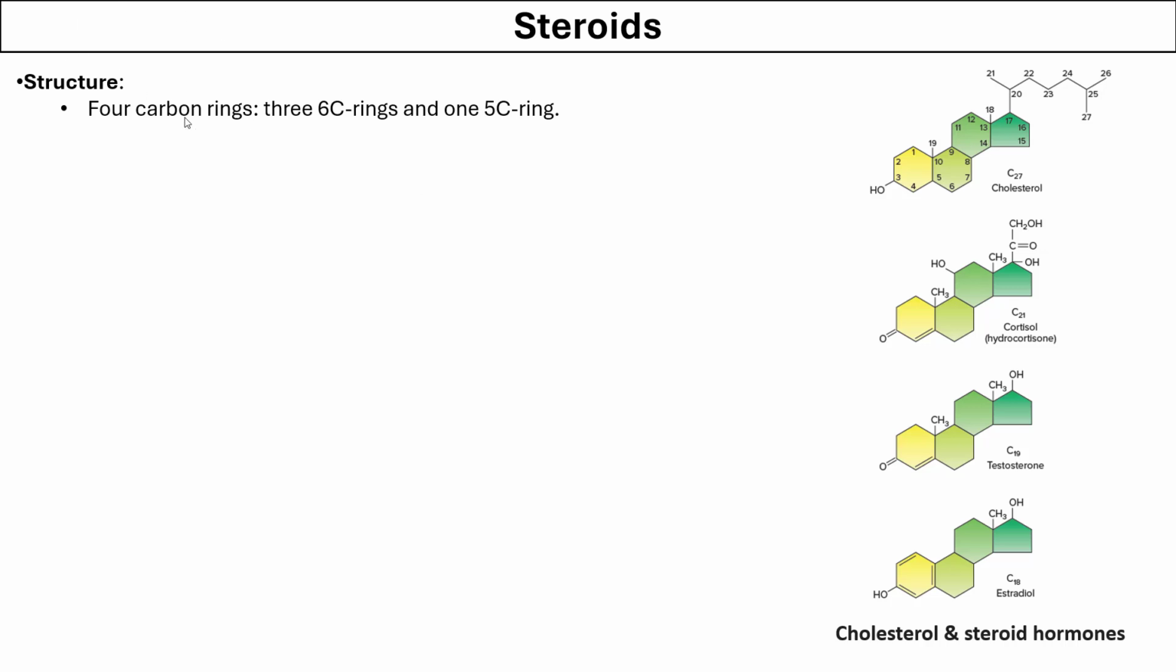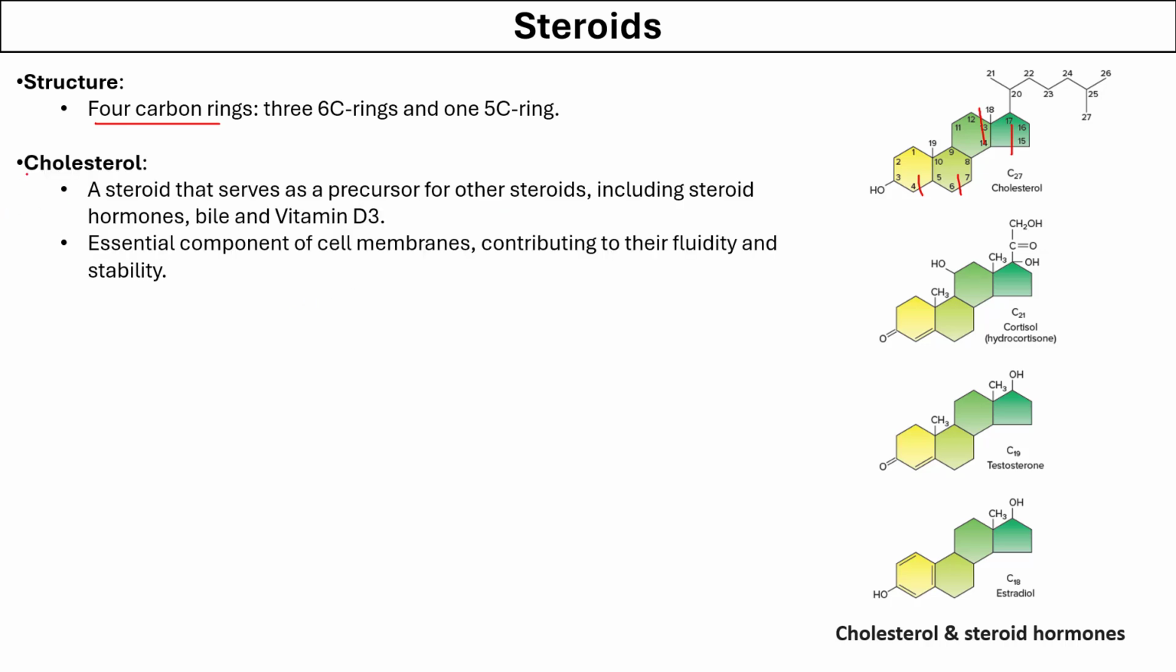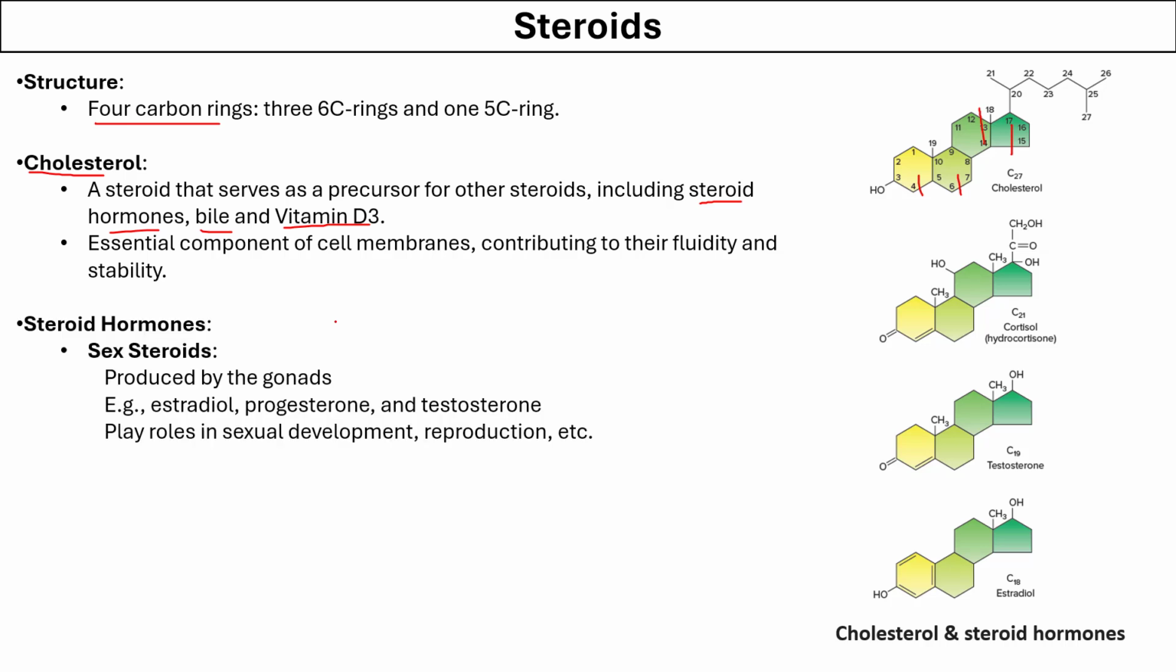Steroids is the next category of lipids. Steroids have characteristic 4-ring structure. You have 1, 2, 3, and 4 rings. Steroids are cholesterols. A common example of steroids is cholesterol. Cholesterol is, you all must have heard about cholesterol many times. Cholesterol is used to synthesize steroid hormones, bile, and vitamin D3 in your body. So this is cholesterol.